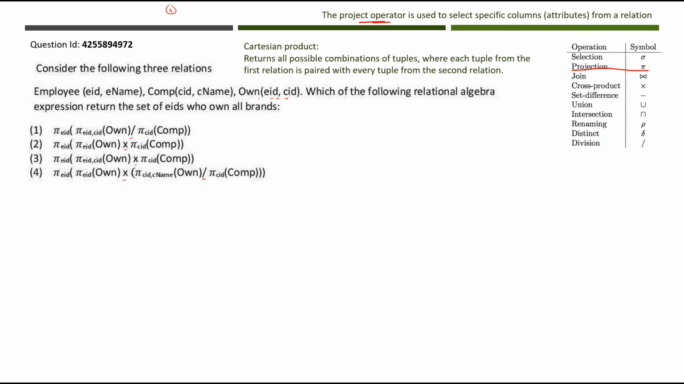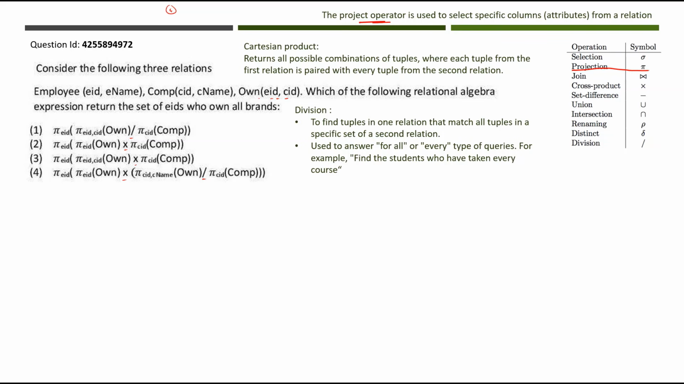What is Cartesian product? This will return all possible combinations of tuples where each tuple from the first relation is paired with every tuple from the second relation. What about division? This is used to find tuples, meaning records in one relation that match all tuples in a specific set of a second relation. You can compare it with the question. This is used to answer for all or every type of queries. For example, find the students who have taken every course, or you can just find the employee IDs who own all brands.